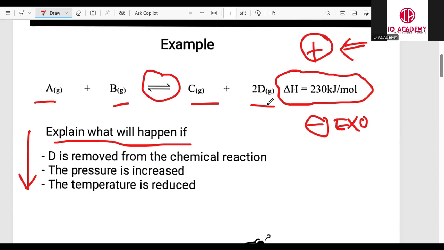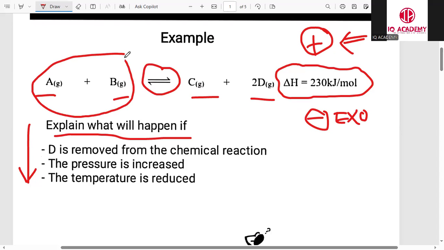Okay, so it's like a balance. If these things have the same weight, they will be balanced like that. So once you remove D, it means this side is lighter, right? So what will happen to the reaction? It means that the left-hand side will start reacting more so that it replaces the D that you've removed. So in short, we say that the reaction will shift to the right.